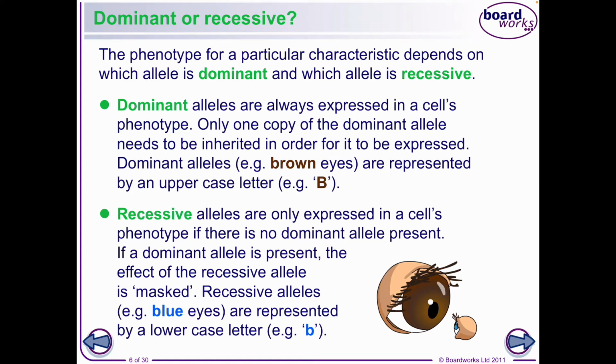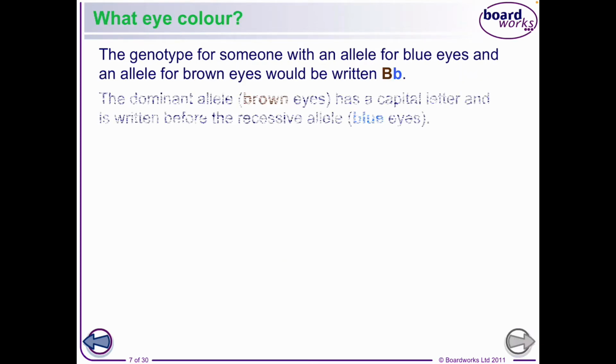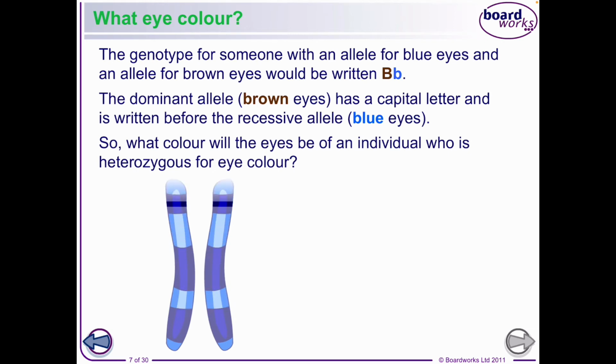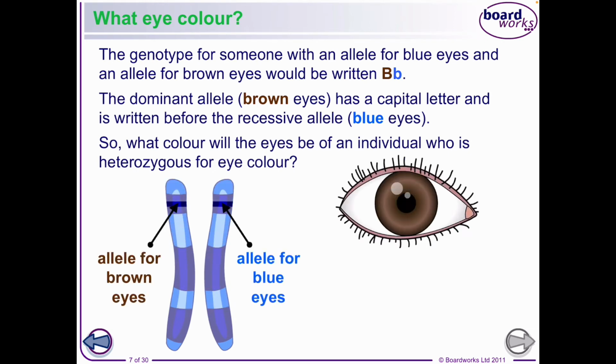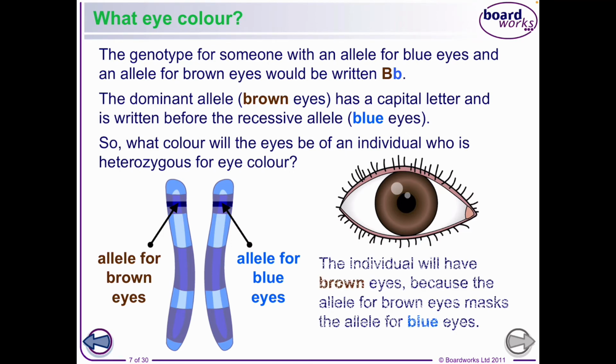So if you are heterozygous and you have got one dominant allele and one recessive allele, the recessive allele is masked. So someone who is heterozygous for eye colour, i.e. has one dominant brown eye allele and one recessive blue eye allele, they would have brown eyes because brown is the dominant allele. Okay.